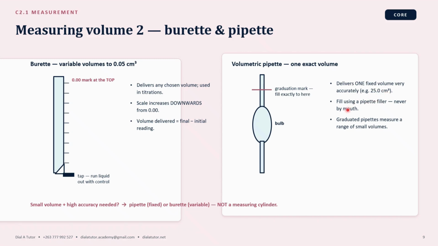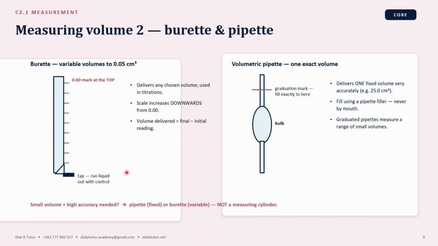Fill using a pipette filler, never by mouth. Graduated pipettes measure a range of small volumes, but we are talking about this one, which measures one exact volume, whereas a burette measures variable volumes to about 0.05 cubic centimeters, also to 100th of a cubic centimeter perhaps in this case. So let's have a look at what we have here.